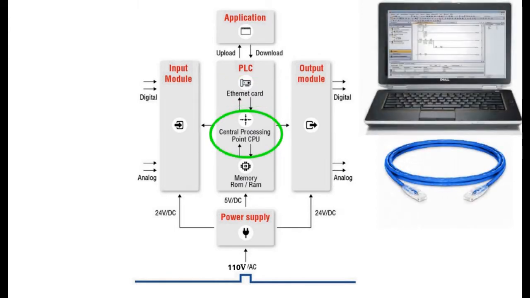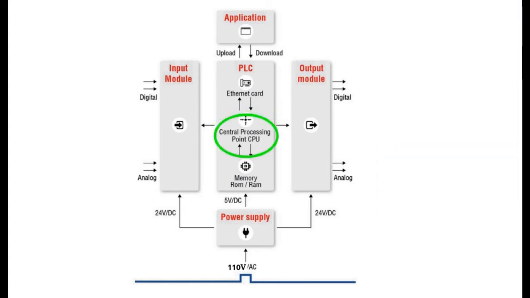That means that if a computer gets plugged into this PLC via an Ethernet cable and the computer has the right software, it can communicate with the PLC. Lastly, I want to point out that the central processing unit is what executes the PLC program.